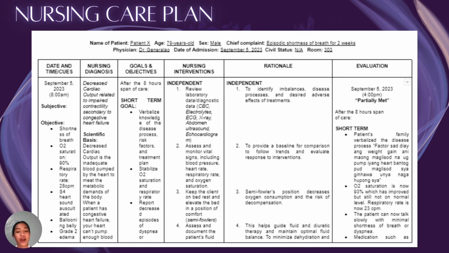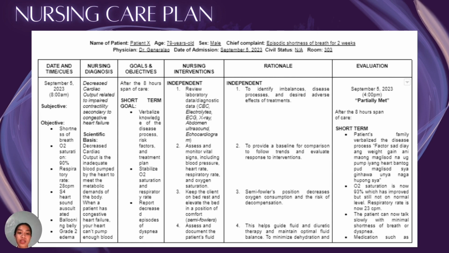So, moving on to the goals and objectives. The goals and objectives are made by a SMART plan. It is divided into two: the short term goal and the long term goal. For the short term goal, our goal is that the patient will verbalize knowledge of the disease process, the risk factors, and the treatment plan.